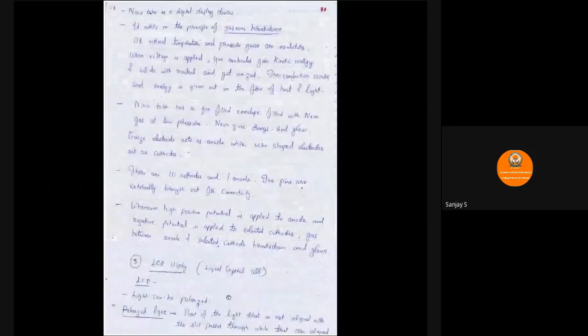In this, neon gas is filled. So whenever the potential is applied, the gas breaks down and illumination takes place. When a high positive potential is applied to the anode and a negative potential is applied to the selected cathode, the gas between anode and cathode breaks down and glows. Thereby, it shows the display.